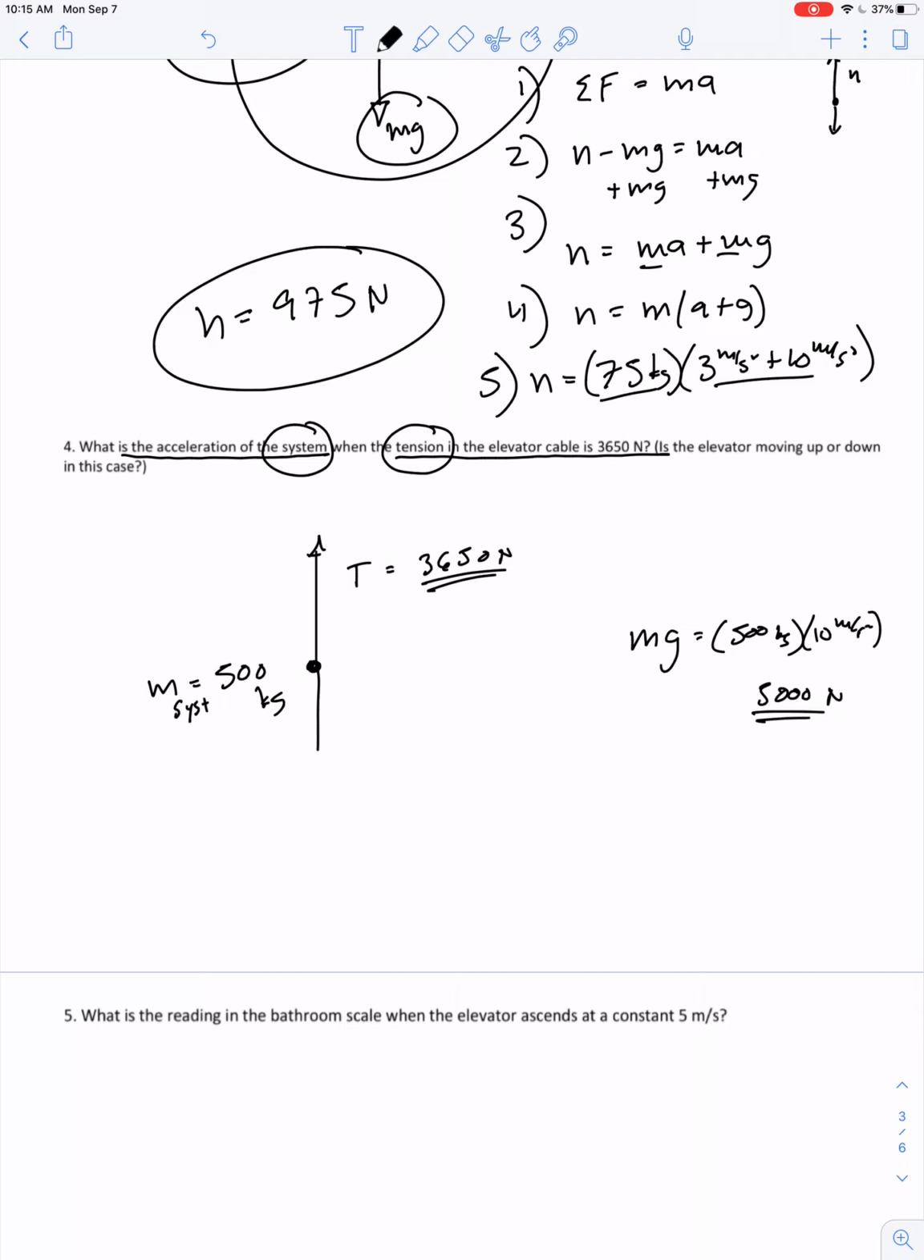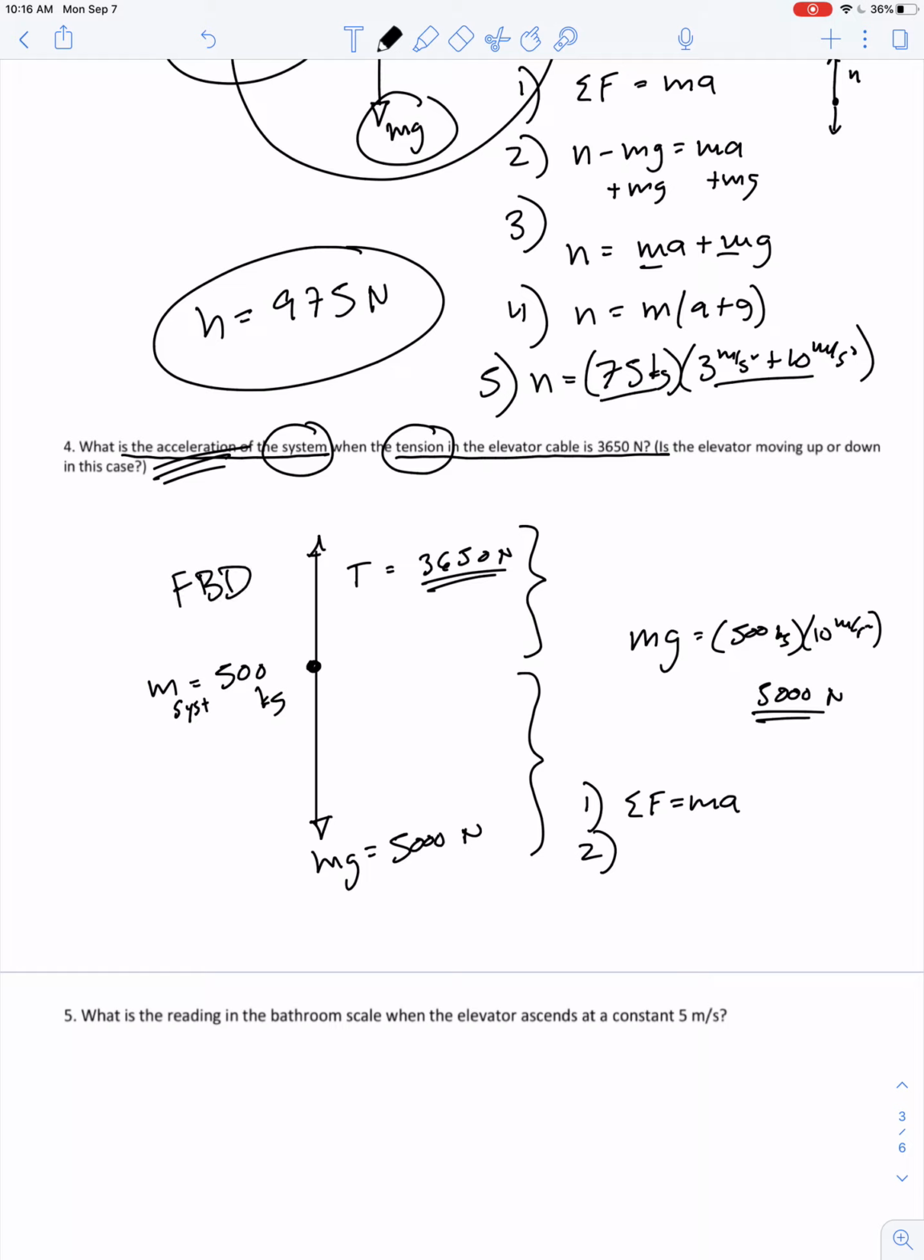So this is definitely less in magnitude than the weight vector. When I draw in the weight vector, I want to keep everything to the correct scale. So if this represents 3,650, this needs to represent 5,000, so I draw it longer, right? So mg is 5,000 newtons, tension is 3,650 newtons. What's the acceleration of the system? Well, start by writing a statement of Newton's second law, net force equals ma, and then based on our free body diagram, what does the net force appear to be?